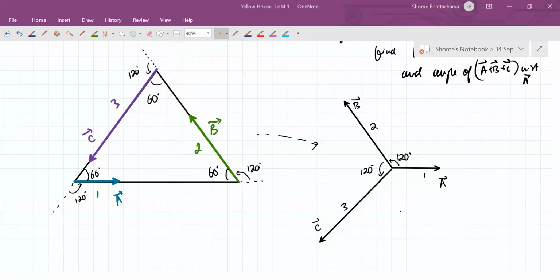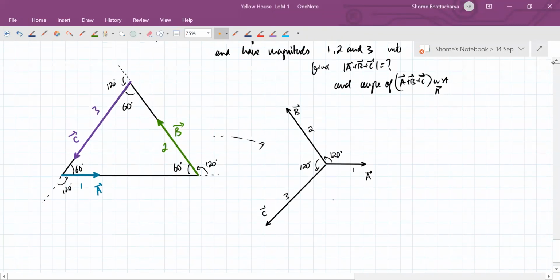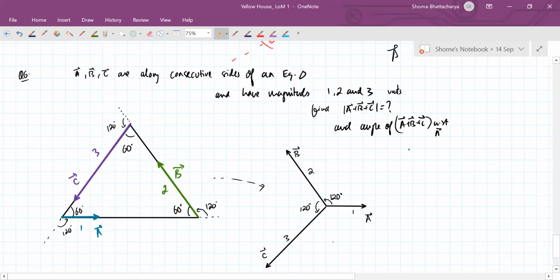Okay. So now to answer the question, what next you can do? You can either convert to component form or you can use geometry. Okay. So the two different methods.